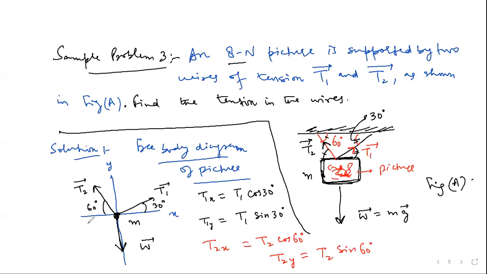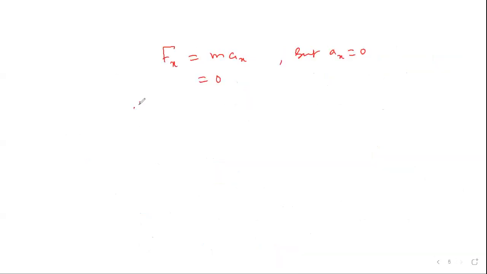So first I write Fx is m ax. Fx is the algebraic sum of all the forces along x direction. But since the picture is not moving along x, ax is 0. Therefore it is 0. What are the forces acting on the picture in x direction? T1x and T2x, but T1x is to be taken as positive, T2x as negative. So T1x minus T2x is equal to 0.